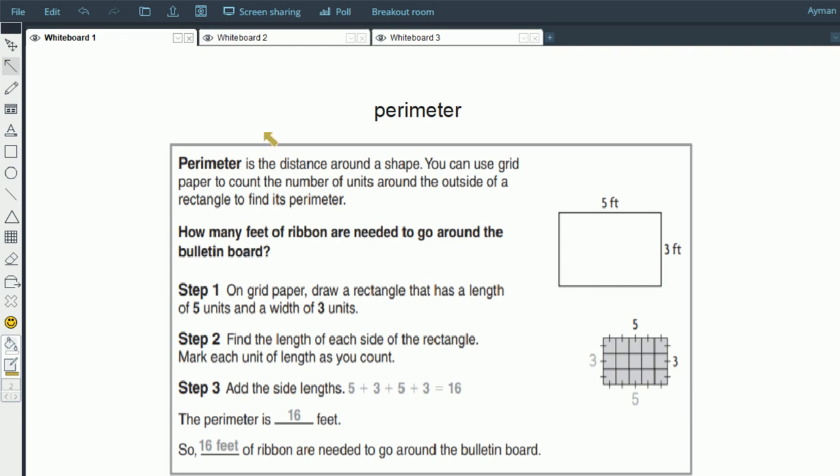Our lesson today, inshallah, will be related to perimeter. And here we have the main idea of perimeter, which is the distance around a shape. The perimeter is what? It is the distance around a shape.